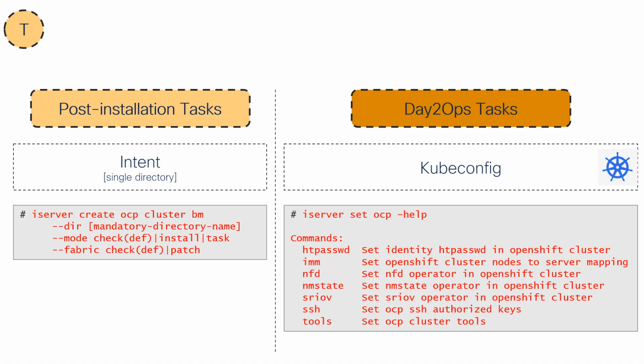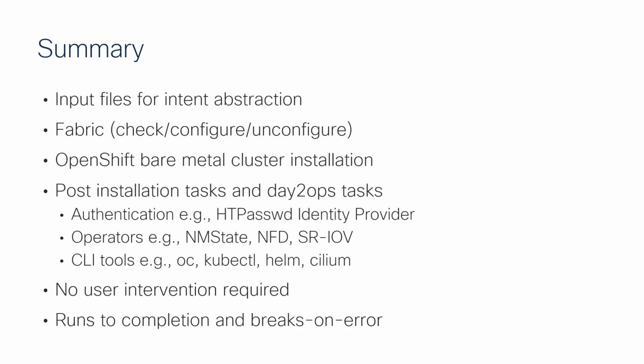If you run a full installation of the cluster with or without the fabric section, then you are on the left-hand side of this slide, where the post-installation tasks are executed straight after the installation. On the right-hand side of the slide, you have a different option to invoke the iserver application, in case the cluster was installed using iserver or was not. It does not matter because all the tool is expecting is the kubeconfig file. The workflow can do fabric check, fabric configuration. It can install an OpenShift bare metal cluster as well as run post-installation tests.